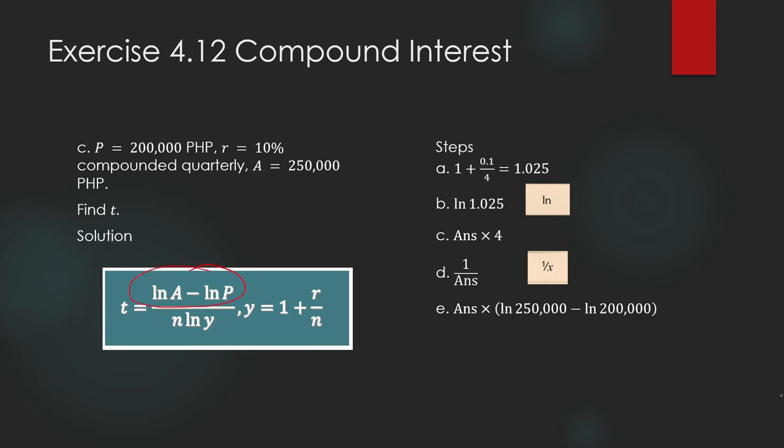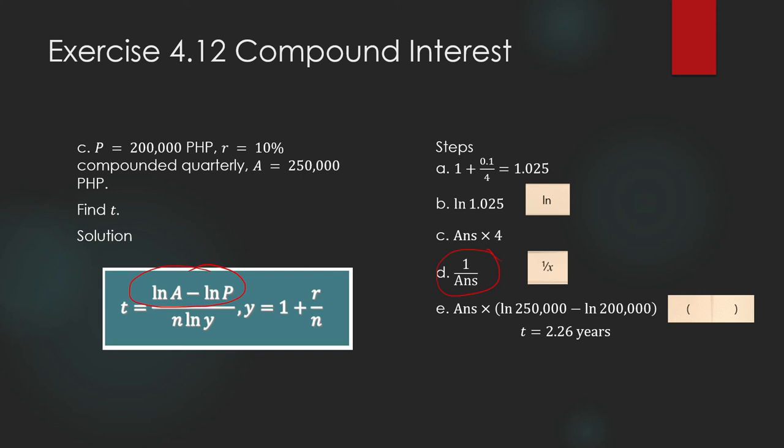And then you will multiply it to our numerator. The answer that you see in your calculator times, be careful, use this button, the quantity ln of 250,000 minus ln of 200,000. And so that's going to be equal to this. T is equal to 2.26 years.